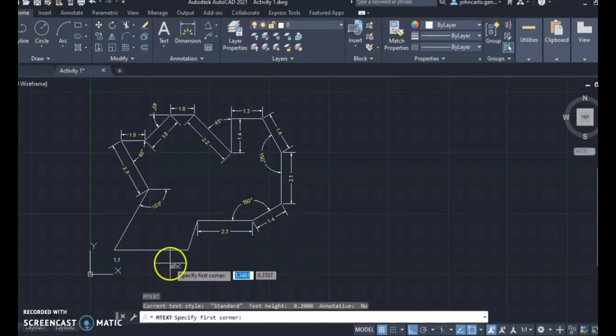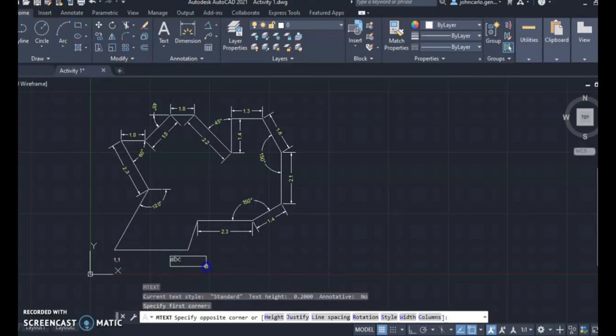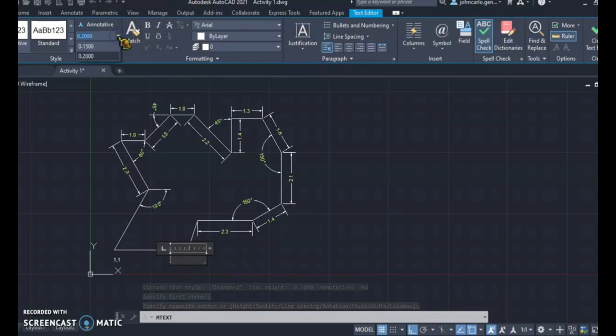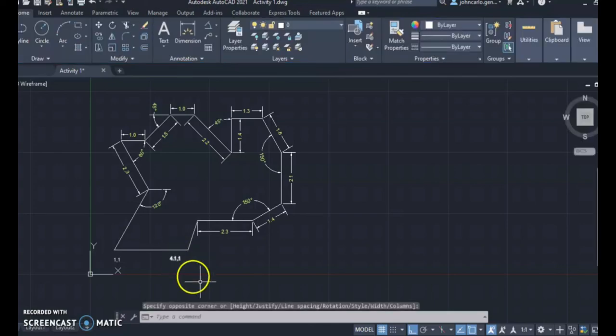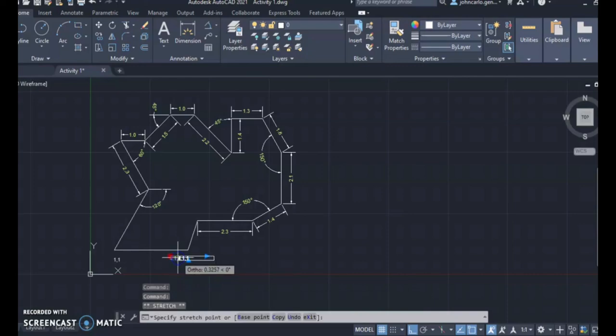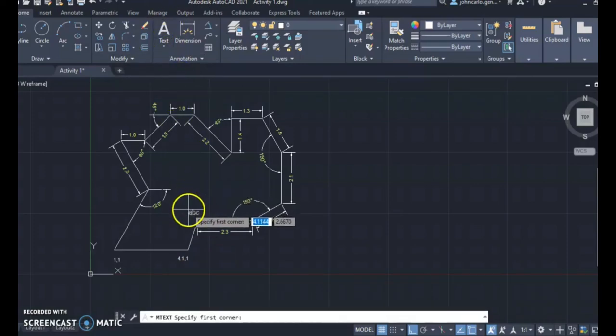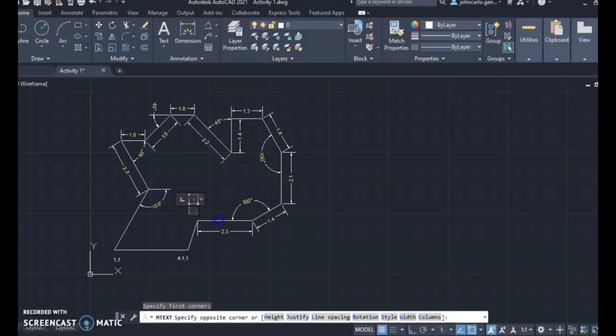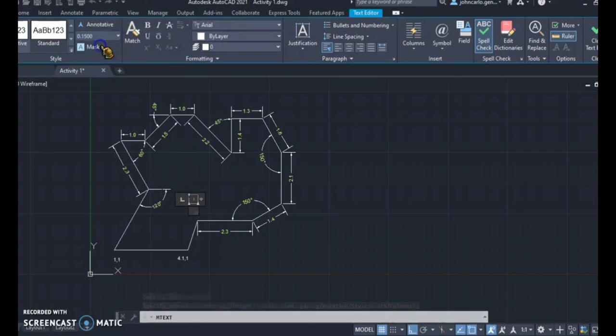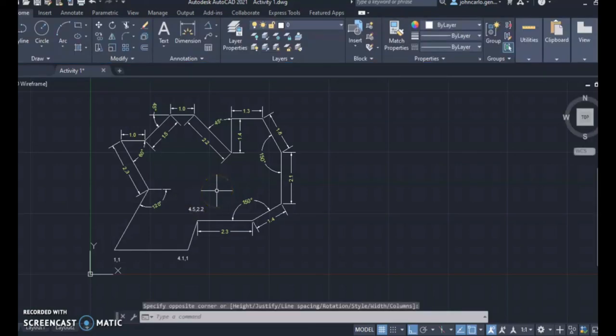So now we have. Okay, so again, another box, then 0.15, then 4.1, 1.8. Then put the 4.5, comma, 2.2, and enter, or back, escape.